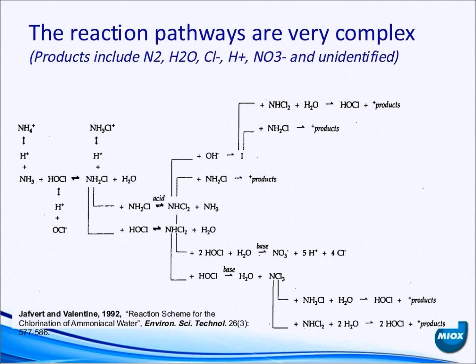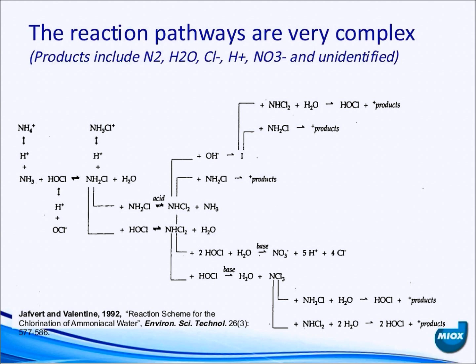This is another way of looking at it, and this comes from Javert and Valentine from 1992, and this paper was called Reaction Scheme for the Chlorination of Ammoniacal Water. So this is showing if you're starting with ammonia and you're looking to breakpoint chlorinate it, what are some of the different reactions and some of the different byproducts that can be formed during the breakpoint chlorination process. And as you can see, there's lots of different options, lots of different intermediaries, and it can be difficult on paper to actually say this is exactly what we think is going to happen.